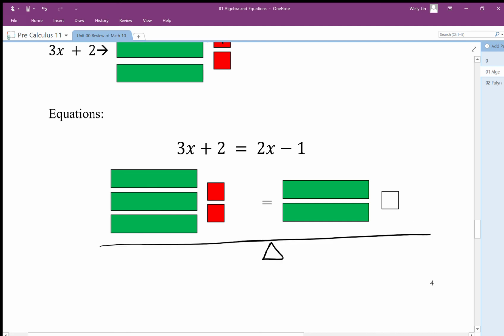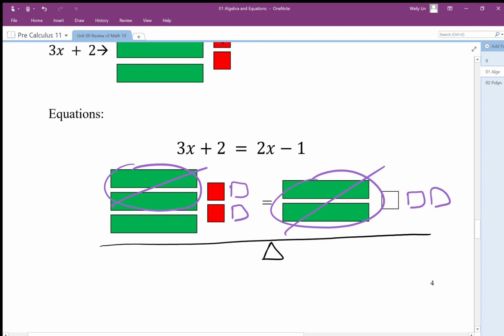In fact, if you want, you can solve this equation by taking away 2x's from both sides, keeping it balanced. We can pair up negative 1's. As long as we put negative 1's on both sides, there's our zero pair. We get 1x equals negative 3. So this is a way we can use the balance to solve the equation.